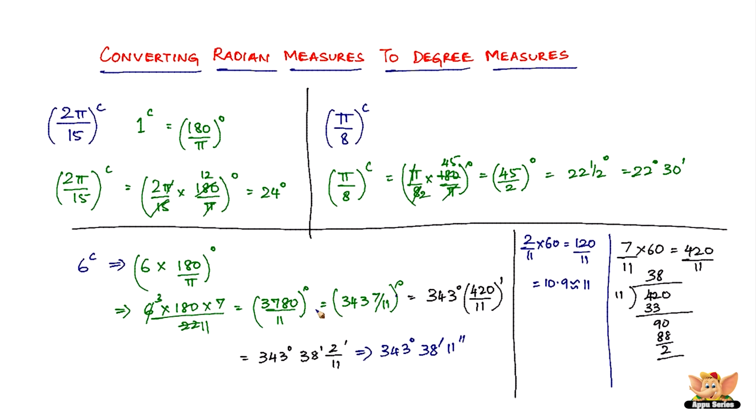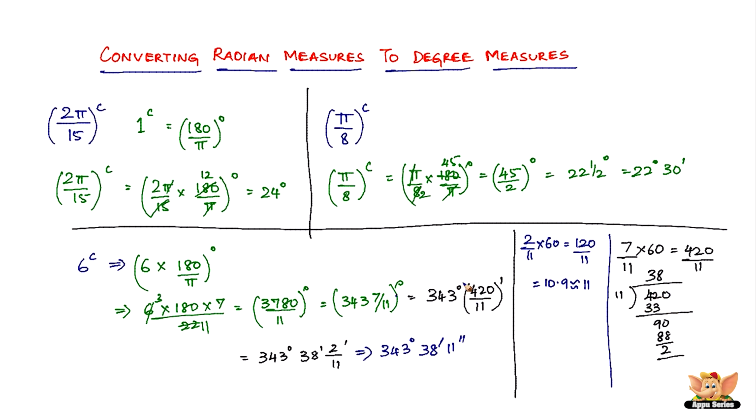Now 343 degrees is fine, but you have to convert 7 by 11 degrees into minutes, right? 1 degree equals 60 minutes. So just multiply 7 by 11 into 60, which gives you 420 divided by 11. Now it becomes 343 degrees, 420 by 11 minutes. Now again, you cannot have this like this. You can definitely go on and have seconds. So just divide 420 by 11.